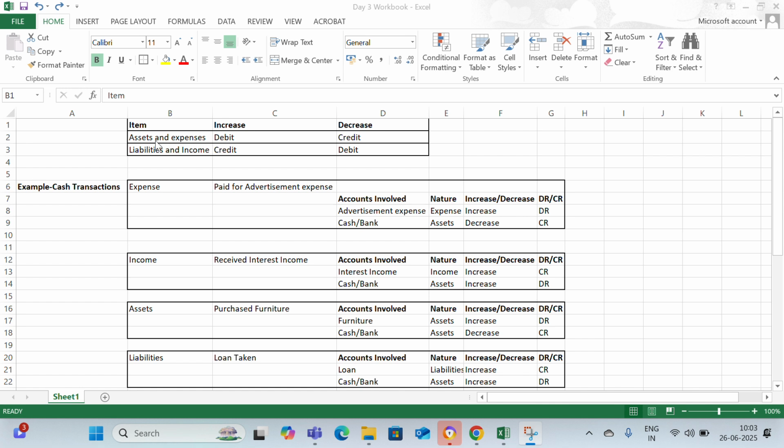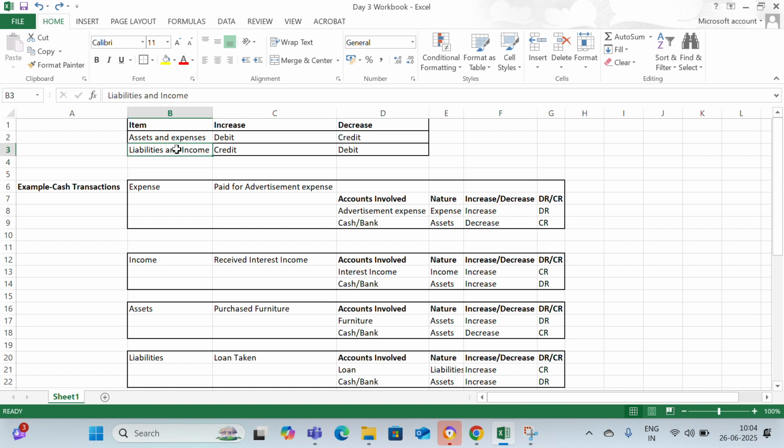So the first set of accounts are assets and liabilities, which are part of the balance sheet. The second set of accounts are expenses and income, which are part of the P&L account. In terms of the rule for debiting and crediting, assets and expenses go together, and liabilities and income go together. So as we see in row number 2, when the assets and expenses increase, then they are debited. When they decrease, then they are credited.